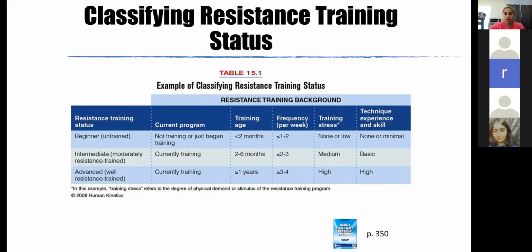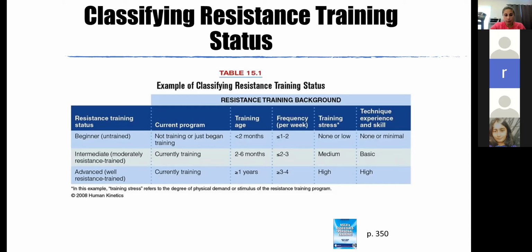So yeah, they're technically beginner right now, but they should be able to progress a little bit faster than someone who's never trained before, right? If we look at intermediate, this is someone who's been training maybe 2 to 6 months, so more recently, and basic techniques, still needs to work on technique. Their skill is not the greatest, and they don't train that intensely yet. So that could be intermediate.